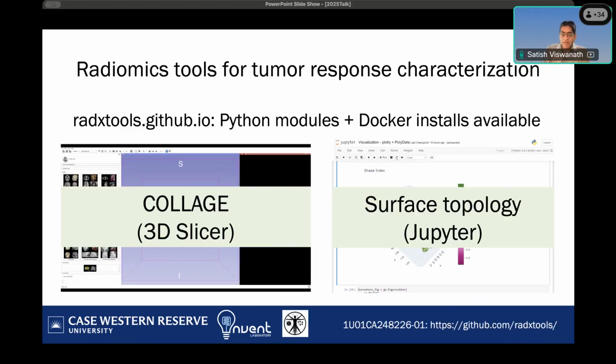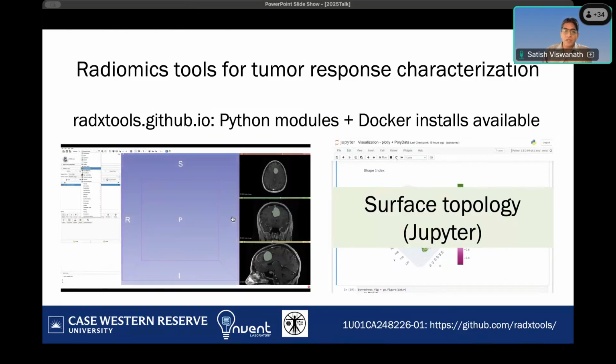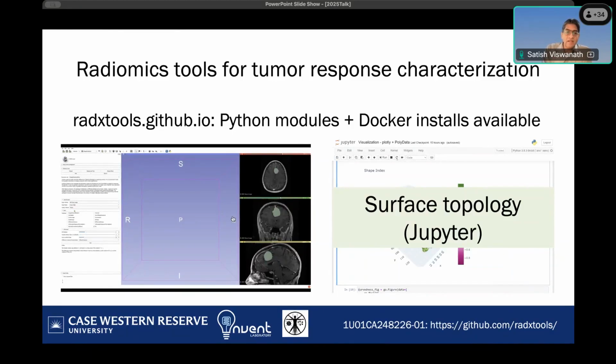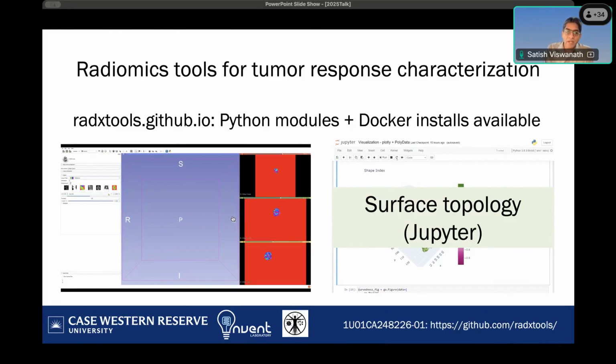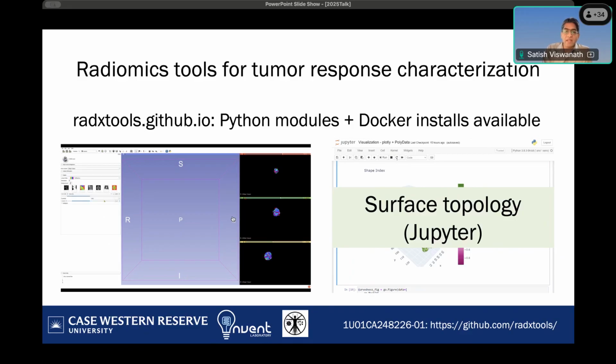So these tools, we have been releasing them through this U01 that we were funded on a couple of years ago. You can see the website right here, github.com/RadxTools. They're available for usage as Python plugins, or they can be integrated into Slicer, PyRadiomics, or CapTK. Here you can see when you load it into Slicer, you can select the different parameters of the feature, set what kind of feature you want to extract, and then it extracts the feature, and you can very quickly apply a heat map, a color map, to visualize it in 3D, as you're going to see in a second here.